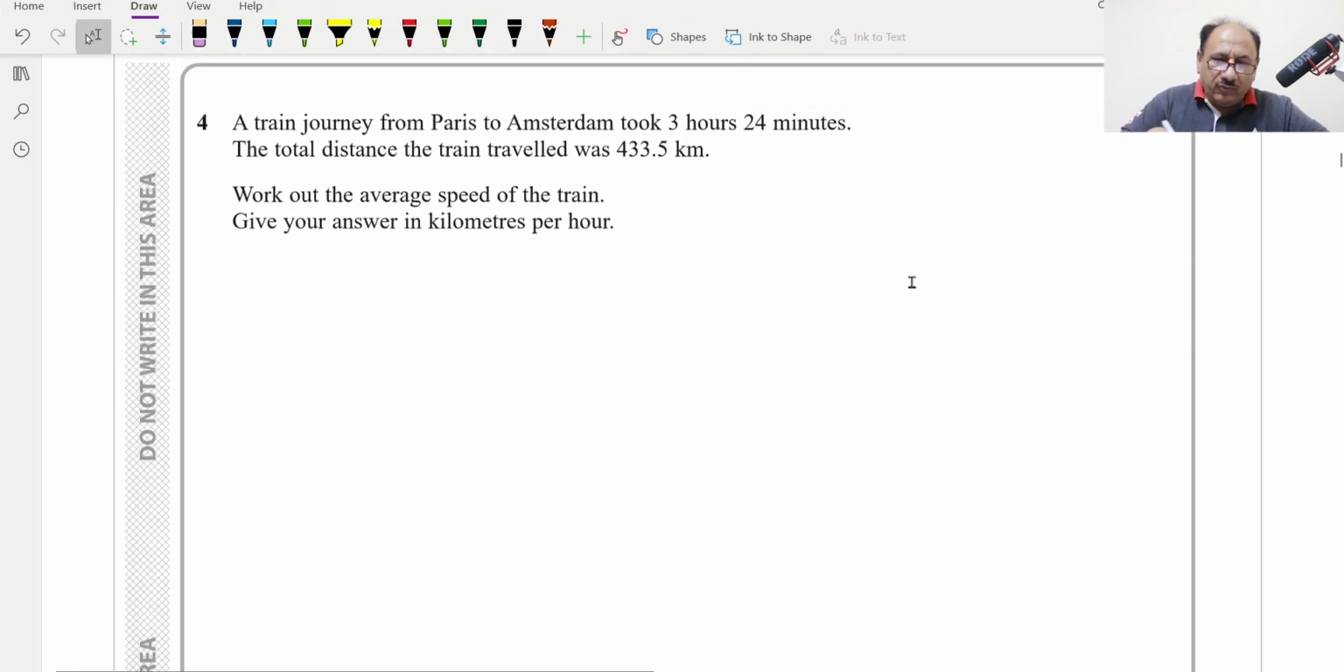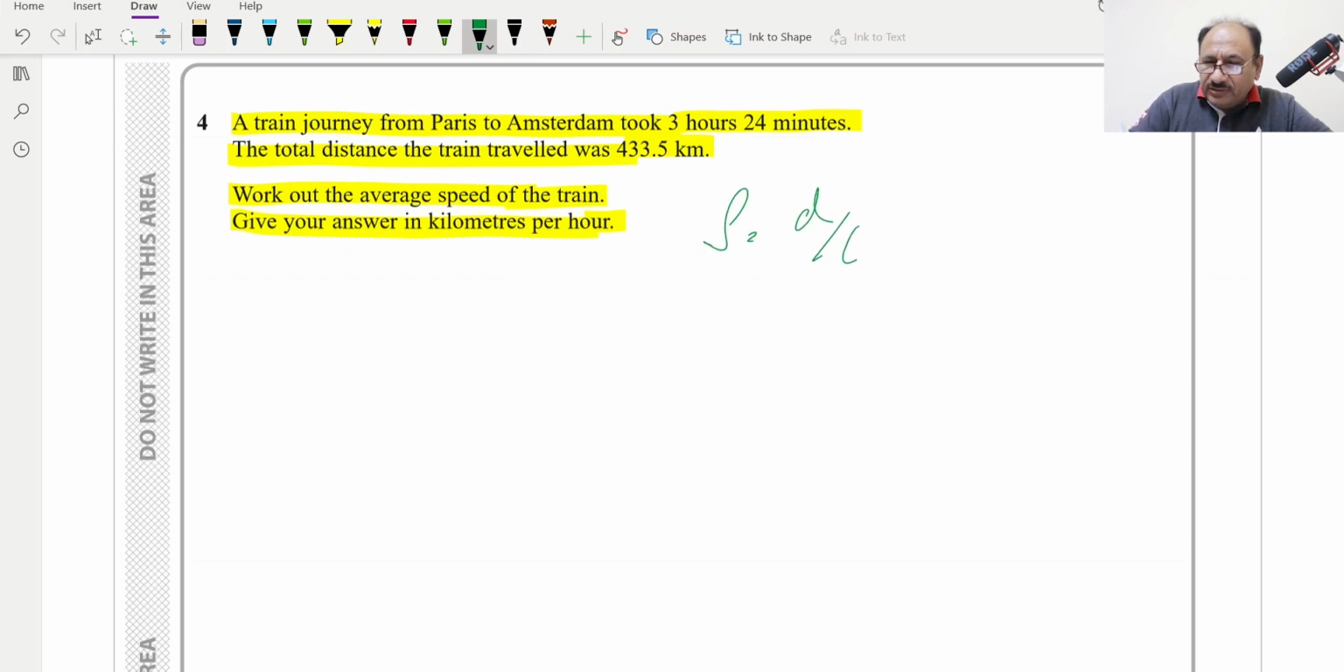Now question number 4 says a train journey from Paris to Amsterdam took 3 hours and 24 minutes. The total distance the train traveled was this much. Work out the average speed of the train, give your answer in kilometers per hour. For this one, we know the formula. What is the formula? Formula is speed is equal to distance over time. This formula we'll be using, and we can write distance is equal to what?